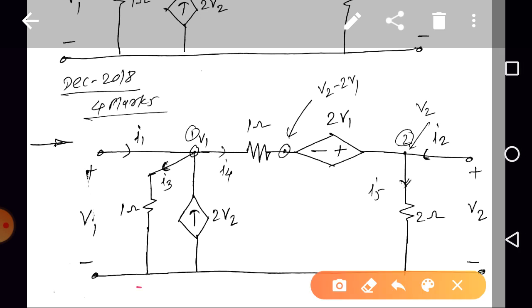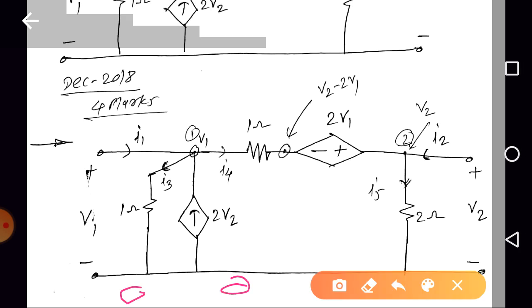Next, consider potential. Here it is 0 volt. Okay, same here it is also 0 volt. Next, if 0 means here it is V1, here it is V1, here it is V2. Next, one more thing, consider the branch currents as I1, I2 given, I3 here, I4 here, right? Here it is 2V2 current already given. This current I have taken as I5.